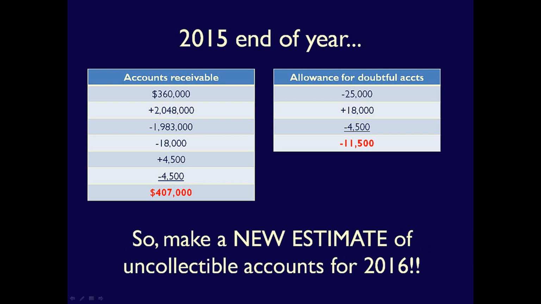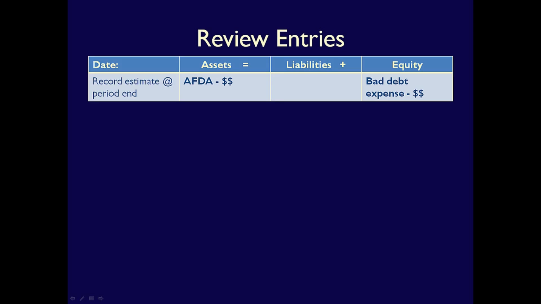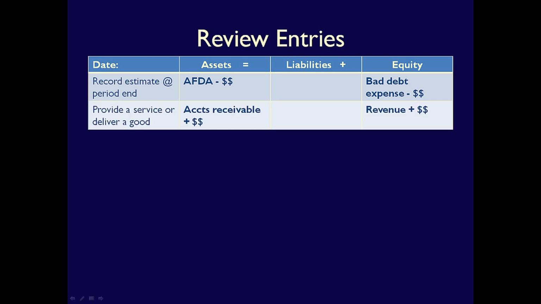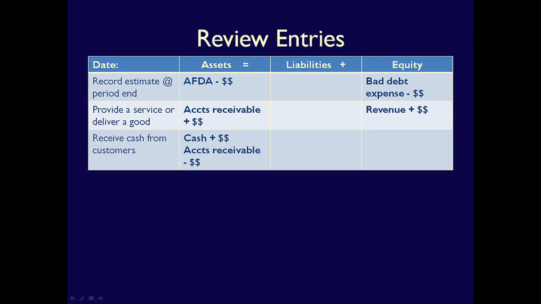So, let's quickly review all the entries we've learned so far. To record the estimate at the end of 2014, we have to record a negative to both the bad debt expense and the allowance for doubtful accounts. To record providing a service, we have to record a positive to both accounts receivable and revenue. To record the payment of cash on account, we record a positive to cash and a negative to accounts receivable because our customers don't owe us anything anymore.